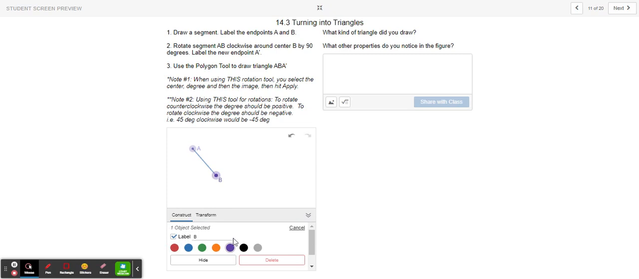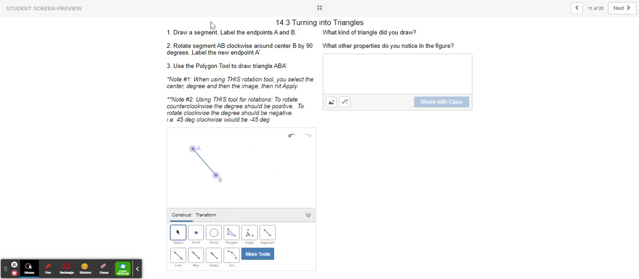When I'm done with that, I can just click out of it. So I've done the first step. Next, I need to rotate AB clockwise around center B by 90 degrees and label the new point A prime. So I need to click on the transform here.